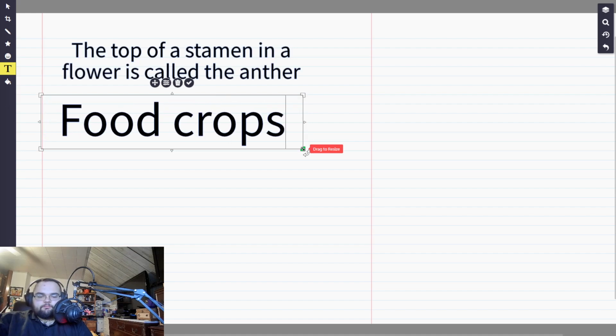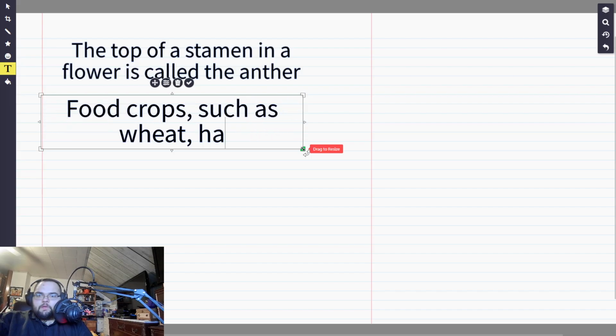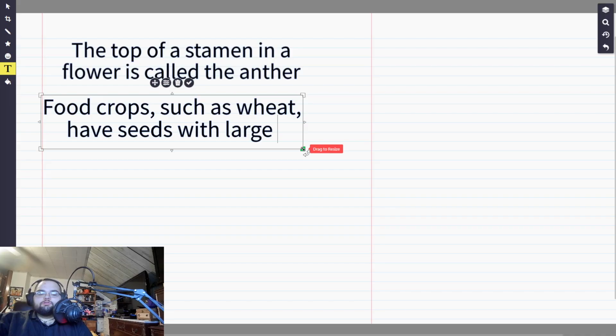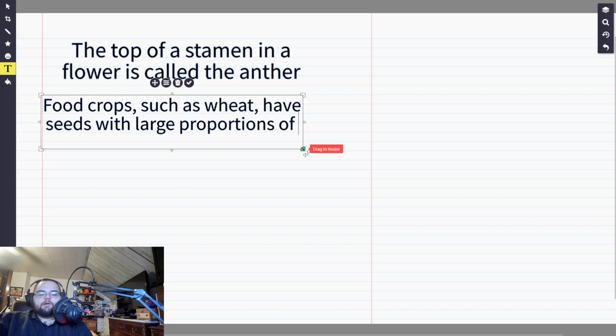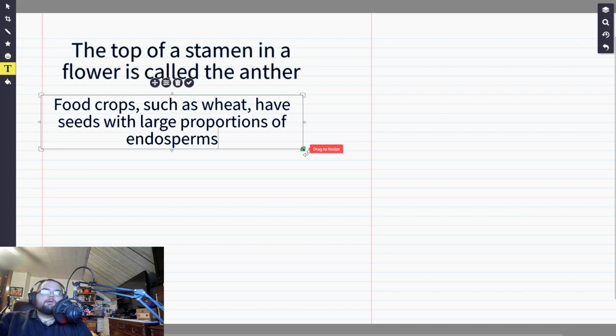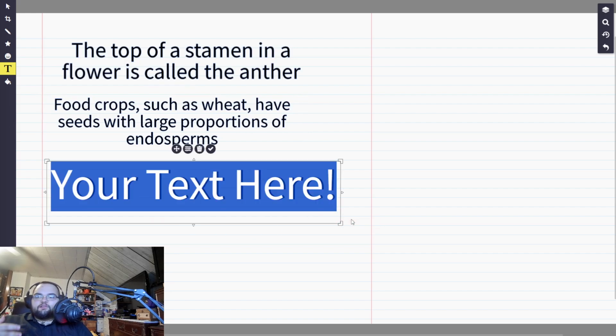Food crops, such as wheat, have seeds with large proportions of endosperms. Okay, we eat the seeds, and so food crops would most likely have those seeds be larger endosperms. That way we get more out of it. Does that make sense? Sunflowers, we prefer when sunflowers have more seeds. Okay.